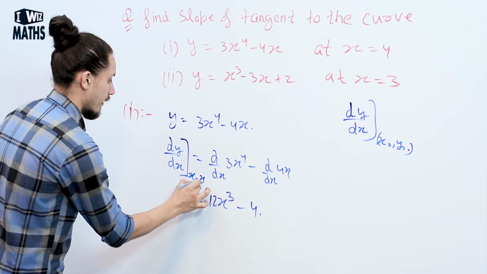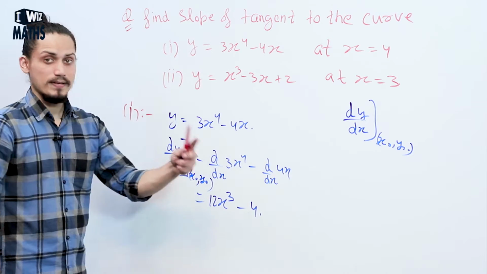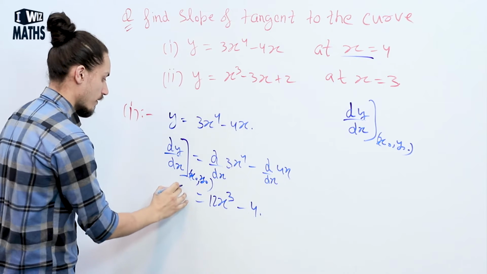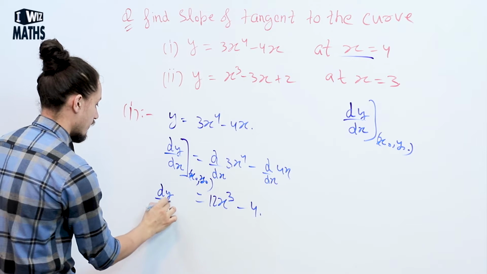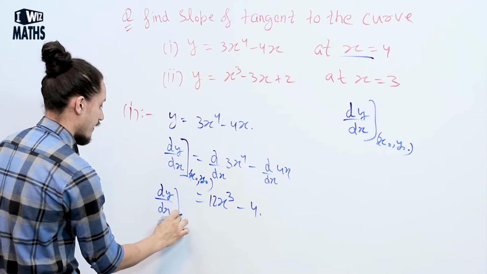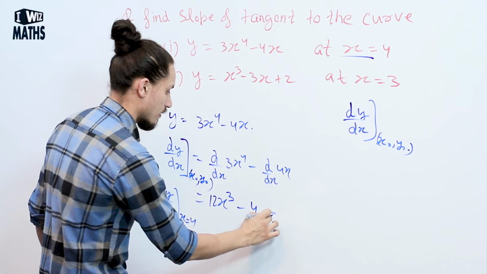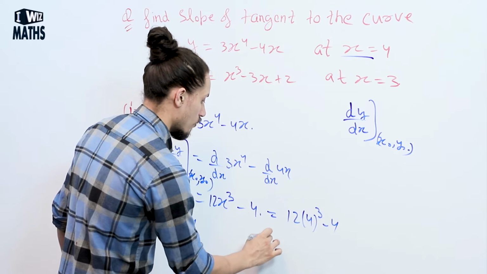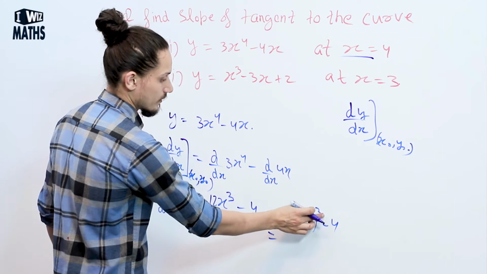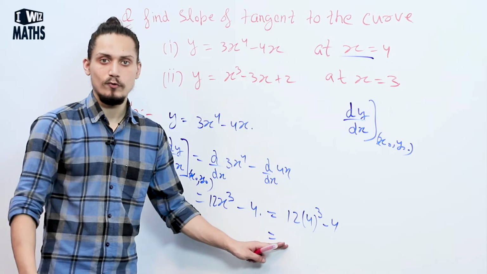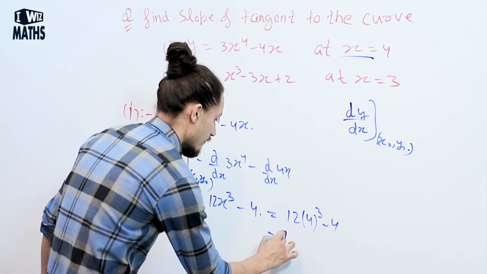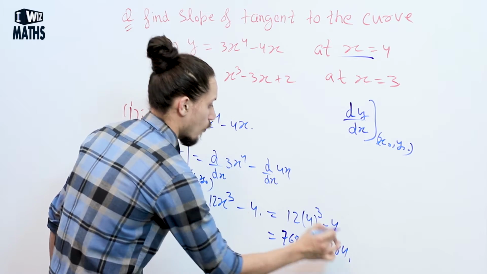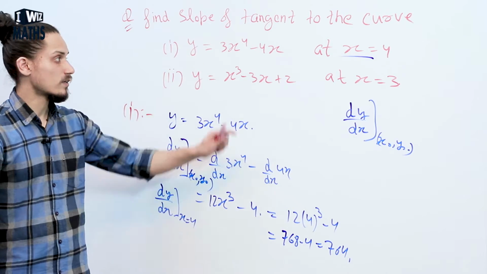Cool. Now we have to find the slope of the tangent, which is equal to dy/dx at (x0, y0). We don't have the value of y0, but we have the value of x0, at x is equal to 4. So dy/dx at x is equal to 4 will become 12 into 4 raised to power 3 minus 4, which is equal to, 4 raised to power 3 multiplied by 12 is 768. So 768 minus 4 is equal to 764. This is the slope of the tangent for the first curve.